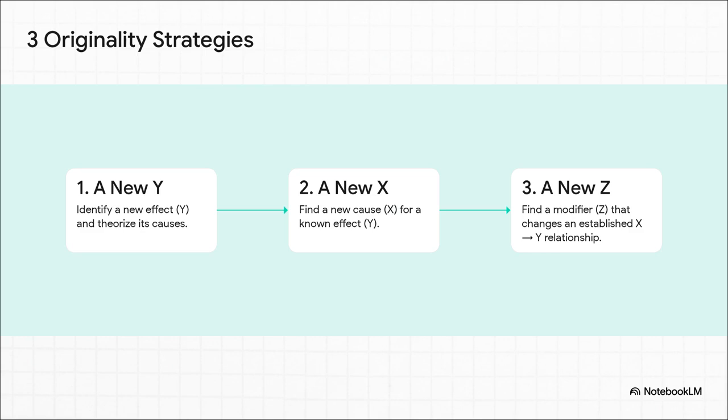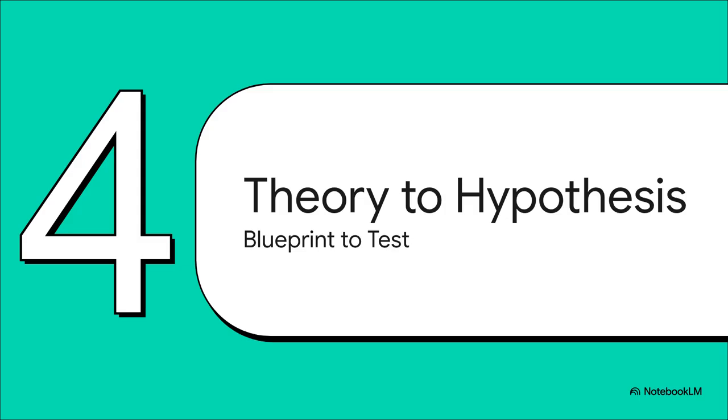And most new theories follow one of these 3 strategies. You can either try to explain a totally new phenomenon, you can find a new cause for something we already know about, or, and this is a really cool one, you can find some other factor that changes a relationship we thought we already understood. Okay, so our blueprint is starting to come together.